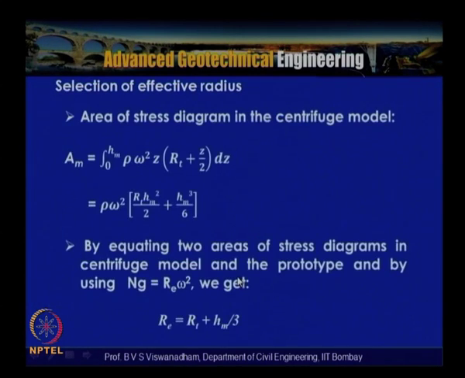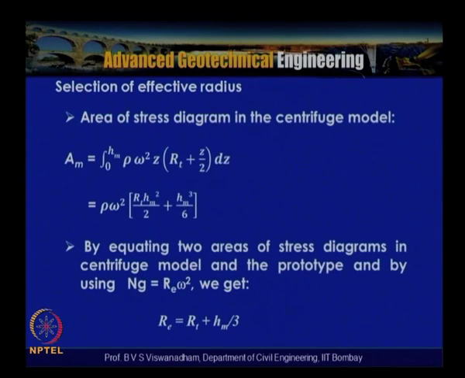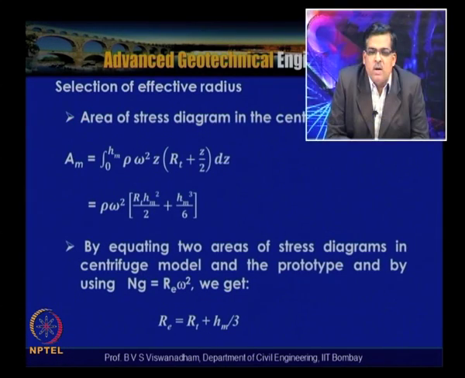from 0 to hm. So the area of the stress diagram can be obtained like this, by writing am is equal to integral 0 to hm rho omega square z into rt plus z by 2 into dz. This is nothing but the integral 0 to hm d sigma v. So rho omega square into rt plus z by 2, omega square is nothing but the acceleration, and dz is nothing but the thickness of the element which is under consideration. So by integrating this and then applying the limits, we get rho omega square into rt hm square by 2 plus hm cube by 6.